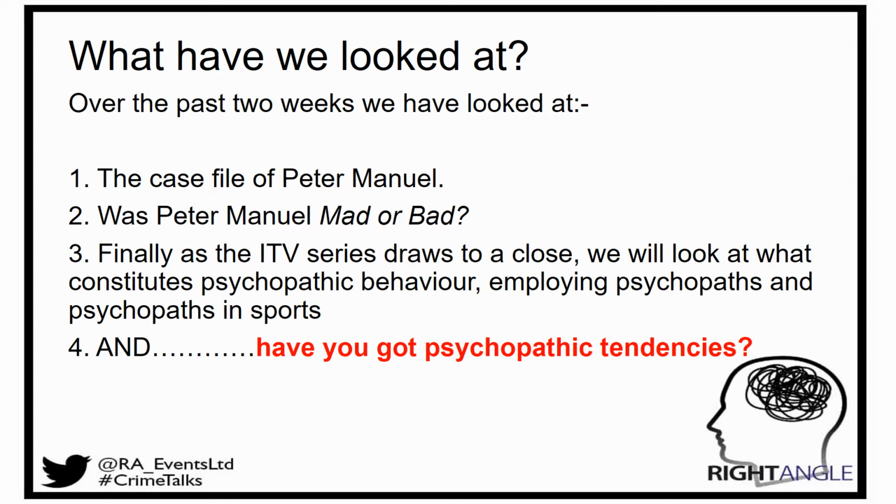Over the past 2 weeks, we've looked at the case file of Peter Manuel. Secondly, we looked at Peter Manuel, was he mad or bad? And you can see finally as this series draws to a close, we're going to be looking at what constitutes psychopathic behaviour, employing psychopaths. I'm going to give you good reason why you should employ psychopaths, and a very brief look at psychopaths in sport. But right at the end, we're going to look at, have you actually got psychopathic tendencies? And we've got an instrument that we can use to measure whether you are exhibiting any of these tendencies.